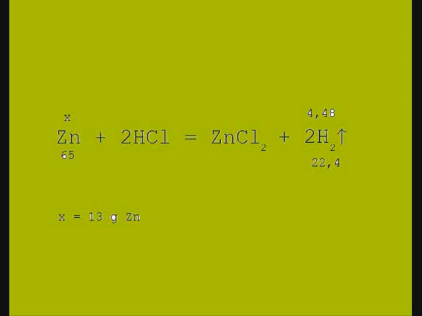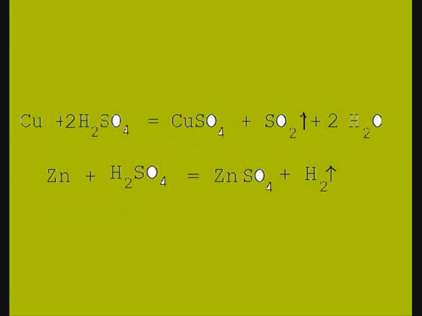65 times 4.48, all divided by 22.4. We see that the result is 13 grams of zinc in the alloy. Because the mass of the alloy isn't given, we can't just calculate the mass of copper by subtracting the mass of zinc from the mass of the alloy.